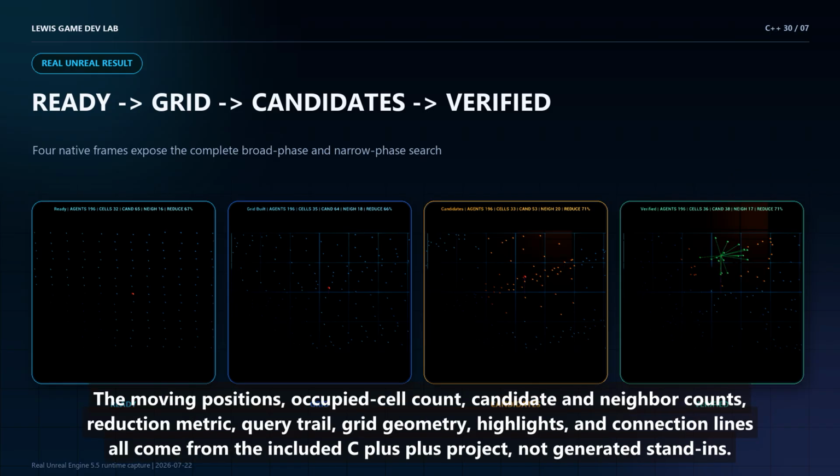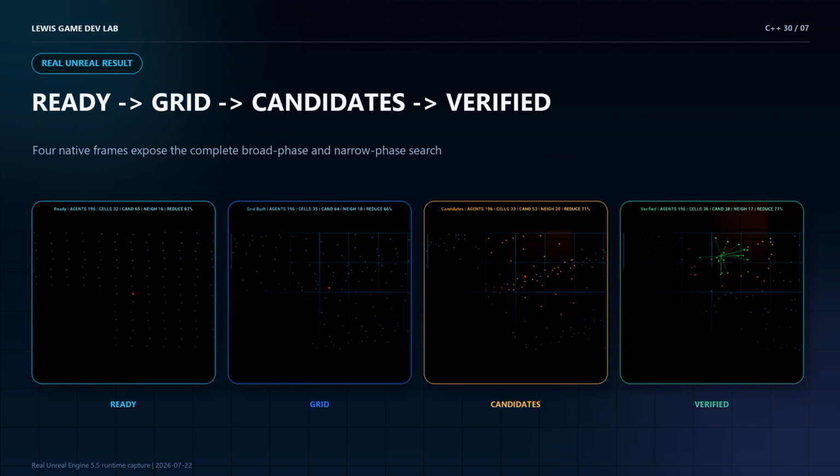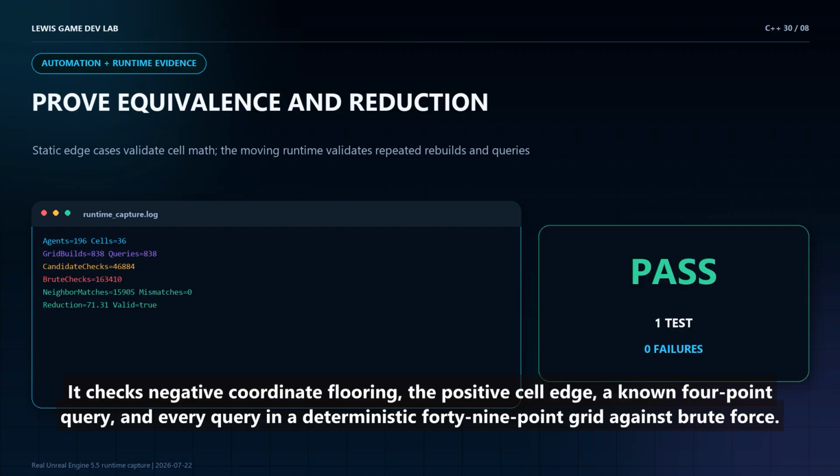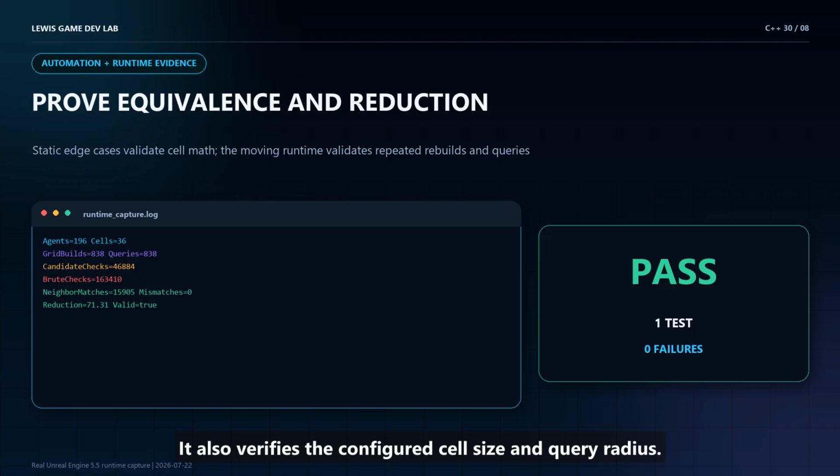The moving positions, occupied cell count, candidate and neighbor counts, reduction metric, query trail, grid geometry, highlights, and connection lines all come from the included C++ project, not generated stand-ins. The Unreal automation test passed with 1 success and 0 warnings or failures. It checks negative coordinate flooring, the positive cell edge, a known 4-point query, and every query in a deterministic 49-point grid against brute force. It also verifies the configured cell size and query radius.